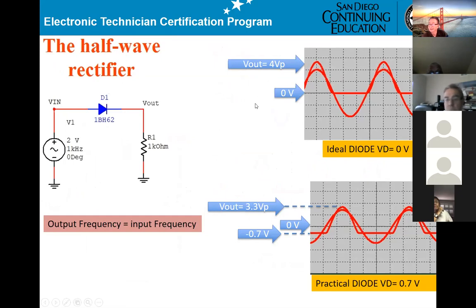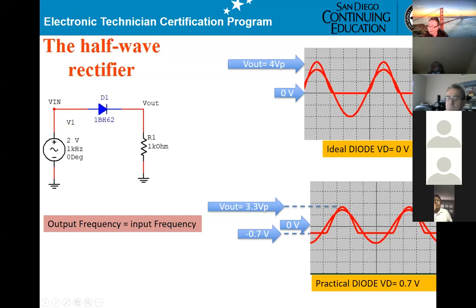This is ID equals 0. So if the input is 4 volt, then the output will be 4 volt. The display is different, the volt per division is different, they set it up. That's for the ideal diode. You don't have a VD equal 0.7.